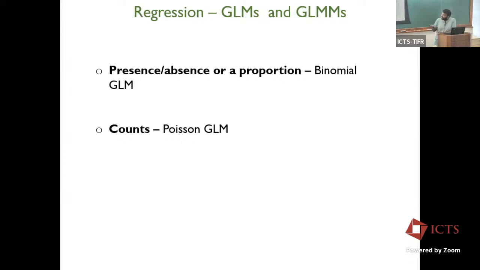Next, if you have count data, you typically want to use a Poisson GLM, which means there's going to be a different kind of transformation and a different way you want to mention this within your GLM. I'll show how you write a GLM statement later.